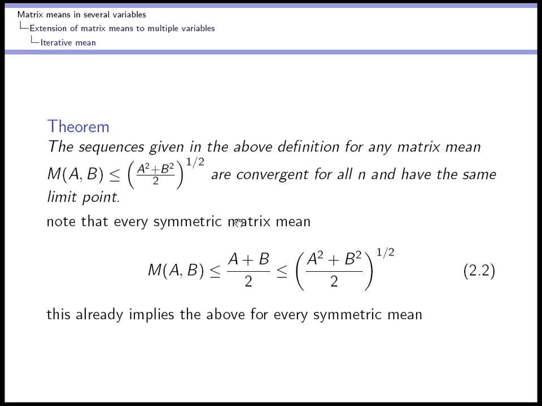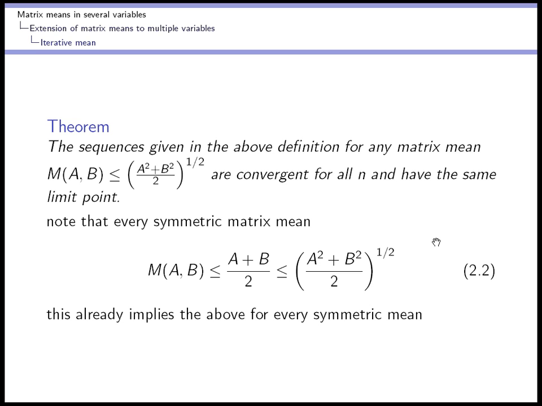So actually, generally, if this theorem is true, this already proves the convergence for every possible symmetric matrix mean. Because every possible symmetric matrix mean is smaller than or equal to the arithmetic mean, which is smaller than or equal to the square mean. And everything is, of course, with respect to positive definite ordering.